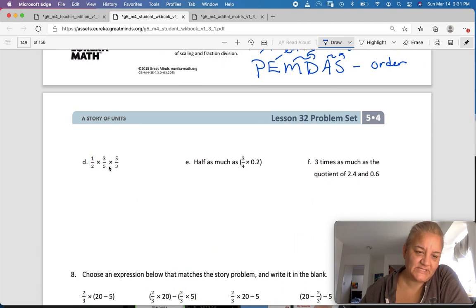These are all multiplication, so I can just multiply all the way across if I want. 1 times 3 is 3. 3 times 5 is 15. 2 times 5 is 10. Times 3 is 30. 15/30 equals 1/2.